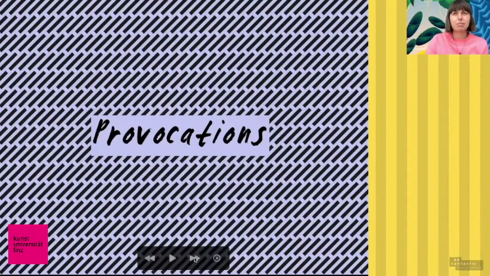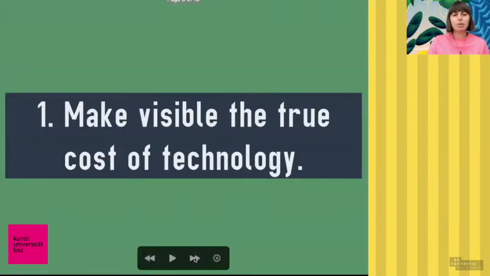And with that in mind, I'd like to share some provocations with you all. So, acknowledging that technology is political, and that it also requires human labor, natural resources, and more to build, let's think about what it would be to make visible the true cost of technology. Oftentimes, technology, especially AI, is used to abstract and extract, as the researcher Kate Crawford describes. How could we be making this more visible?